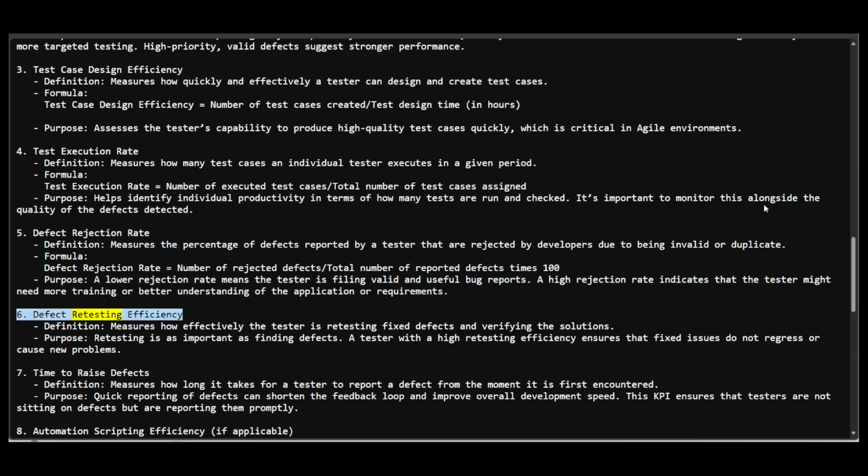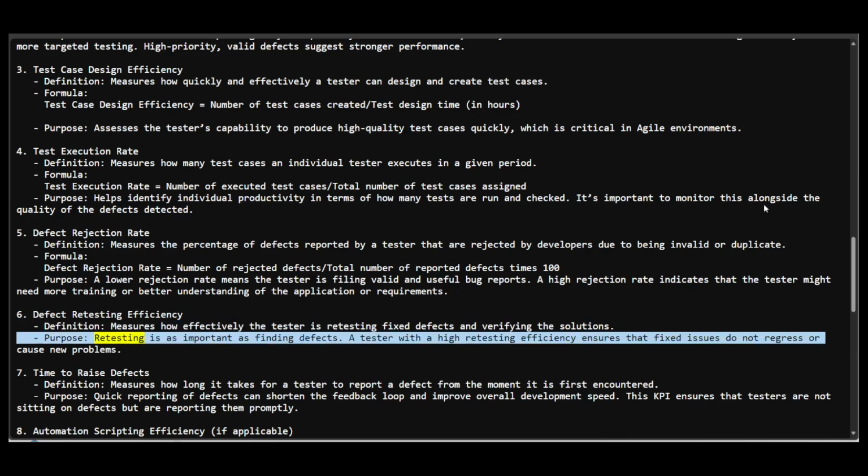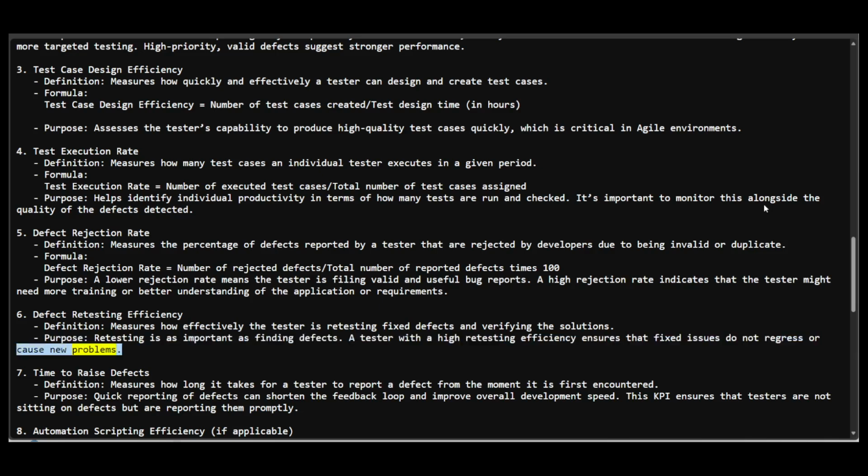6. Defect retesting efficiency. Definition: measures how effectively the tester is retesting fixed defects and verifying the solutions. Purpose: retesting is as important as finding defects. A tester with a high retesting efficiency ensures that fixed issues do not regress or cause new problems.